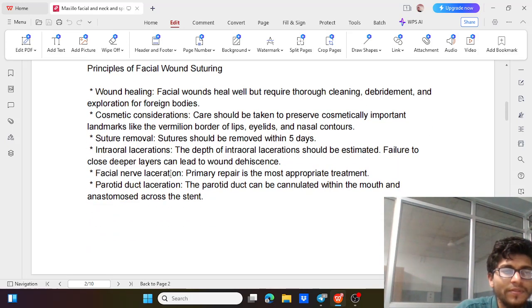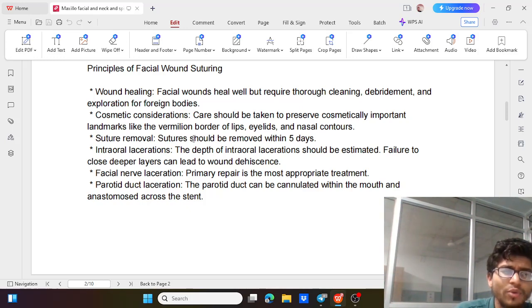Then in case of cosmesis, we have to take care of the landmarks like the vermilion border of lips, eyelids, and the nose. So those have to be taken care of while suturing, and it should be done with fine sutures, like 2-0 nylon can be used, and better it would be non-absorbable suture on the face.